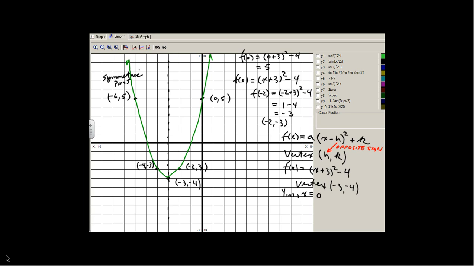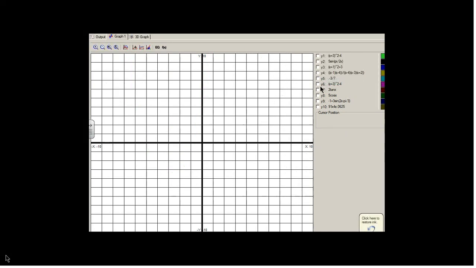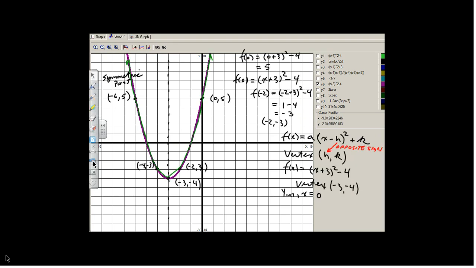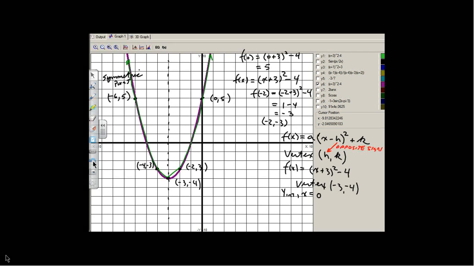And I'm going to see if I can get the grapher built in here to graph. I've substituted in that equation. And if you notice, this is very similar to what we've just graphed, and you can see the overlay. That completes the presentation.